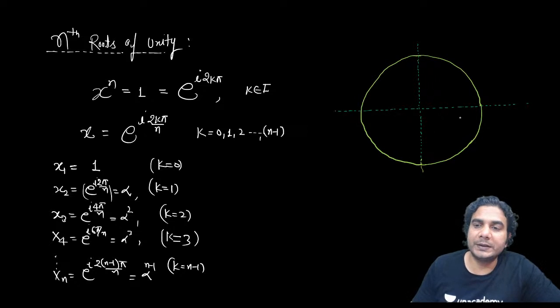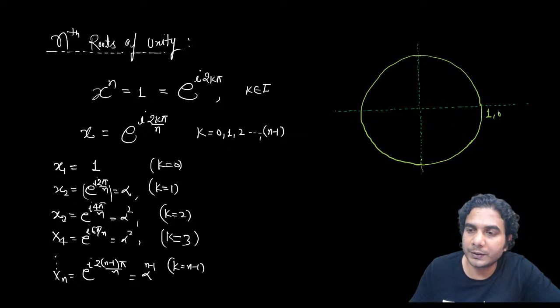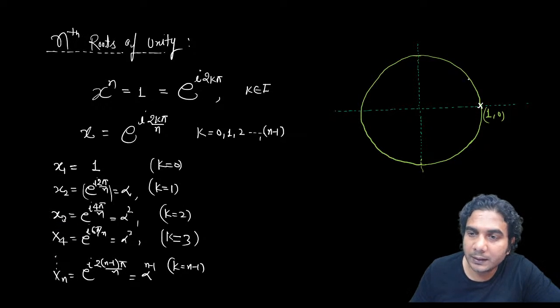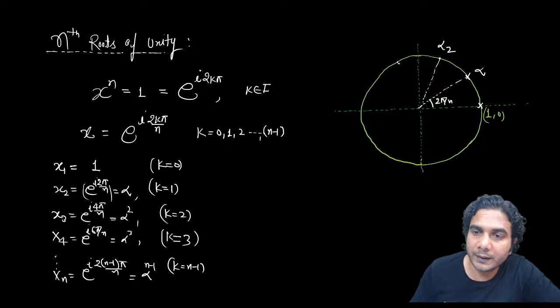All right, so this is a circle of unit radius. This point is (1, 0), and this is your first root. So if you start plotting the roots, the first root will be this 1. The next root will be e at an angle of 2π/n. This angle is alpha. The next will be 4π/n, so that depends on the value of n. This angle is alpha 2. Then this angle is going to be 6π/n, that is alpha 3, and so on.